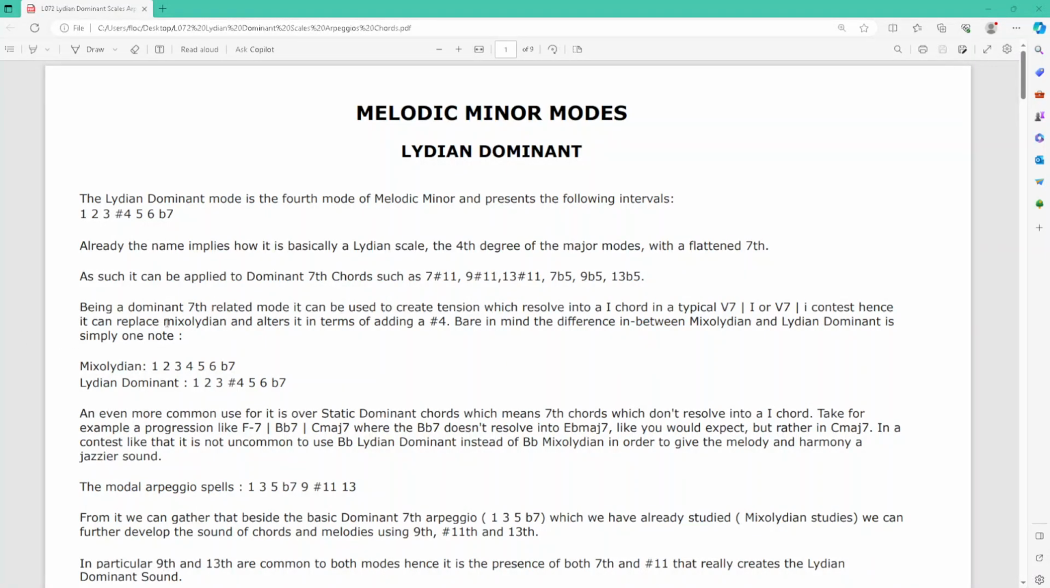Now, let's go back. Being a dominant 7 related mode, it can be used to create tension, which resolves into the 1 chord in a typical 5 to 1 or 5 to minor 1. Okay.